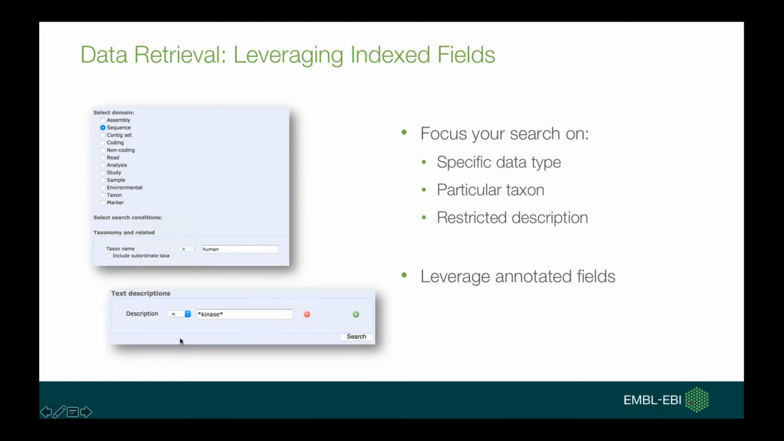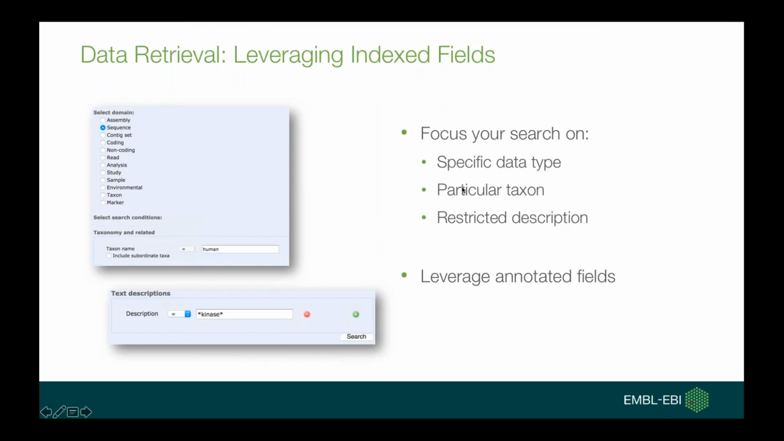Having restricted the taxon, we're now going to restrict the description. We're going to put kinase in here, and we're going to surround it with these wildcard symbols, which just mean anything. So this is going to restrict our results to anything that contains kinase in its description. What we've done here is the same search, but we've focused it on a specific type of data.